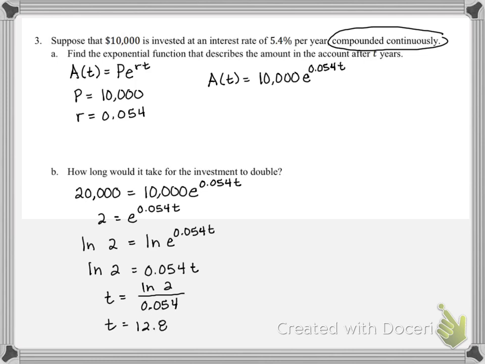12.836. We'll call it 12.8 years. And that makes sense if we think about our previous example, right? The interest rate is higher here, which means that you're earning money faster. And so it would make sense that it doubles in less time than when we had 4.5% interest.